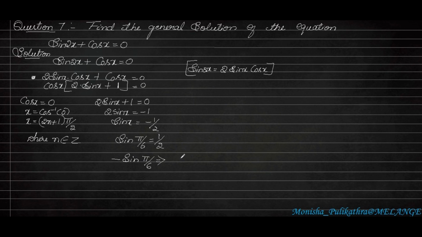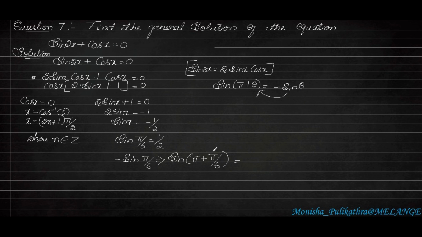Okay. So in order to get this, we have a formula, that is sine of pi plus theta is equal to minus sine theta. So minus sine theta is obtained by adding a pi here. Pi plus pi by 6. So sine of pi plus pi by 6 is equal to minus sine pi by 6. In reverse form I have written, minus sine theta is equal to sine of pi plus theta.